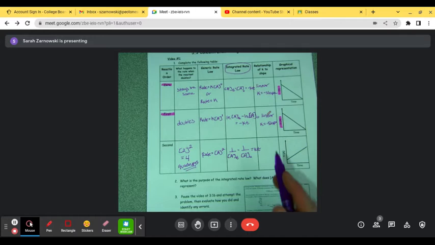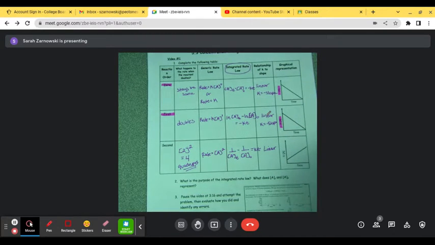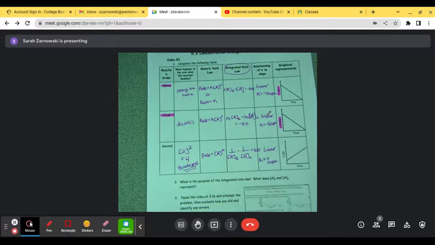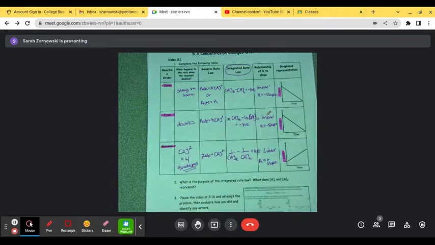For the slope, it's also going to be linear, but this time it's going to be a positive line. So k is a positive slope. For second order, you have to know that if you see 1 over any type of concentration, that is going to be a second order reaction.